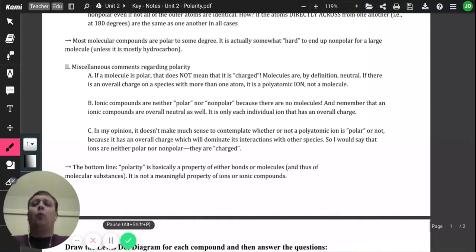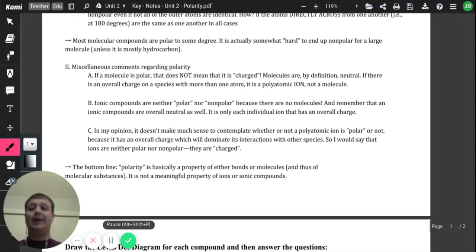Now, one last thing to quickly talk about is that, in my opinion, if I'm talking about a polyatomic ion, it doesn't really make any sense to think about it as polar or nonpolar, right? Because again, polyatomic ions are covalent compounds, and so it doesn't make sense to think about them as polar or nonpolar because overall, that positive or negative charge they have because of being a polyatomic ion is going to take precedence.